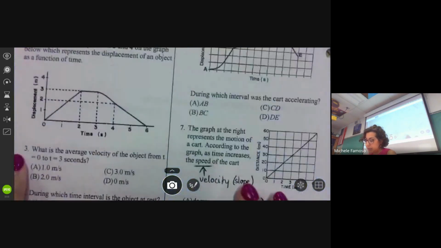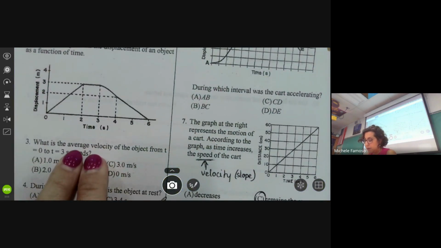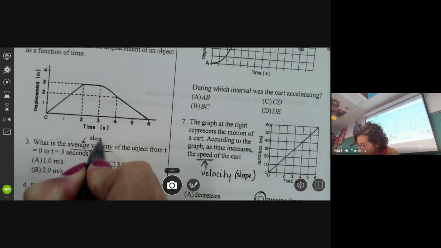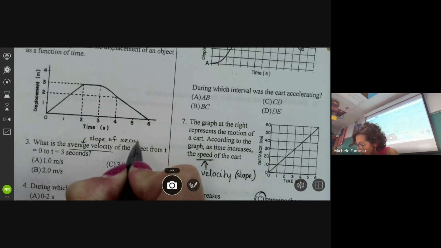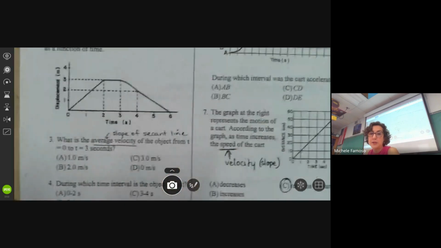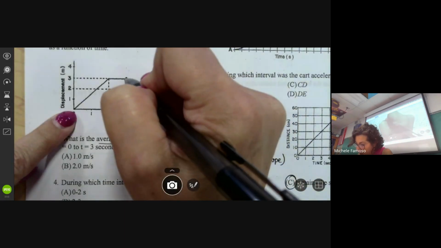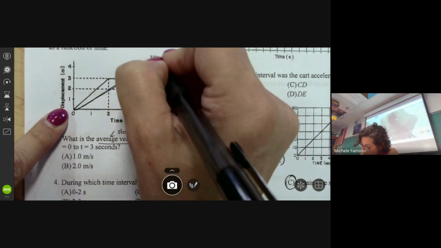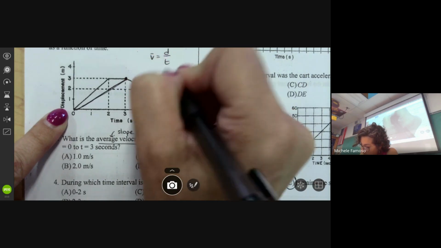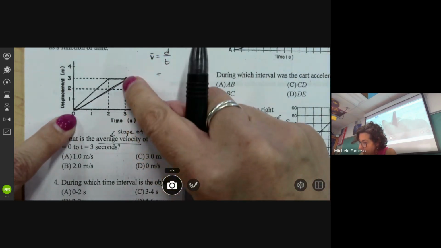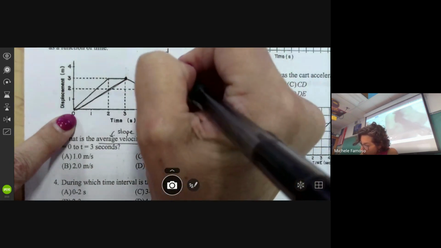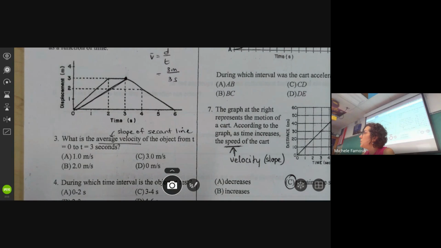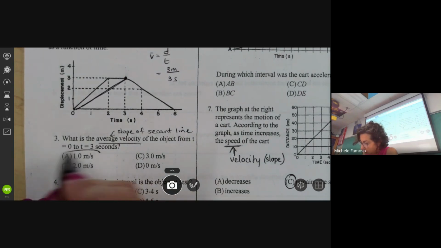Okay, we have a displacement time graph, and I want the average velocity. The average velocity from 0 to 3 seconds would be the slope of the secant line, which connects those 2 points. Here's 0 seconds, here's 3 seconds. Find the slope of this line right there. So I'm going to do that by reading off the displacement from 0 to 3 seconds. That would be the rise, which is 3 meters. And the time is 3 seconds. Rise over run. 3 over 3, which is 1 meter per second.